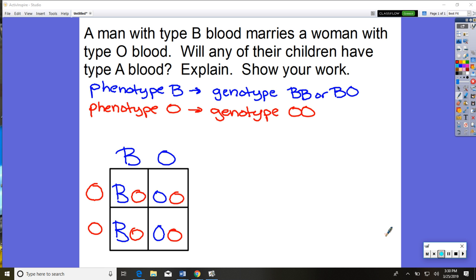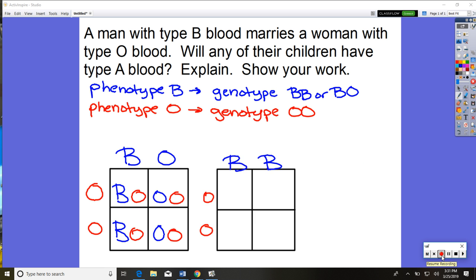So now we'll complete another Punnett square with the BB genotype, which would still be phenotype B, and we're going to see if any of the children from that cross could possibly be type A blood. I've set up another Punnett square, and I use BB as my genotype for the man this time. The woman's genotype doesn't change because she's type O, so she can't possibly have any other letters in her genotype other than O. Again, we'll bring the letters down from the top and in from the left.